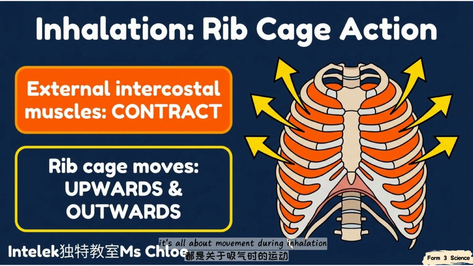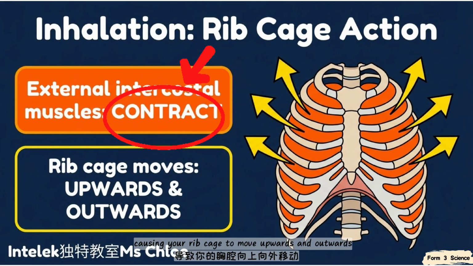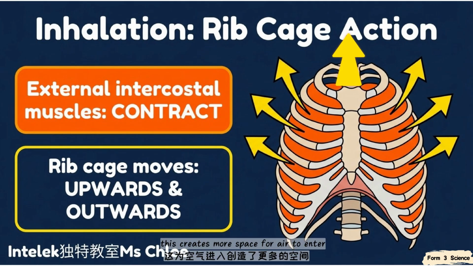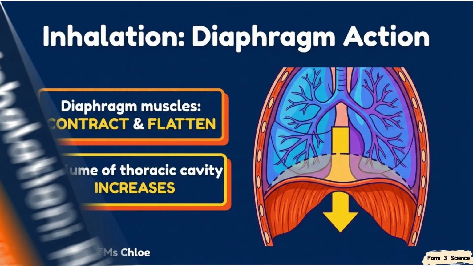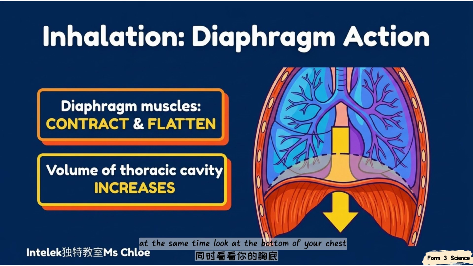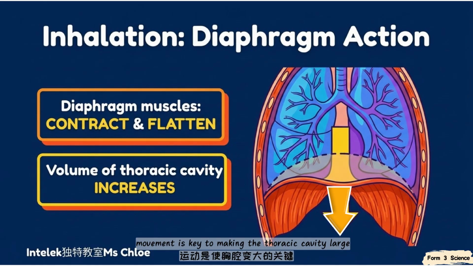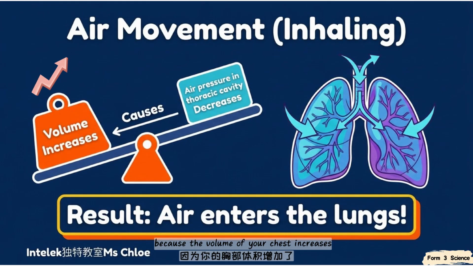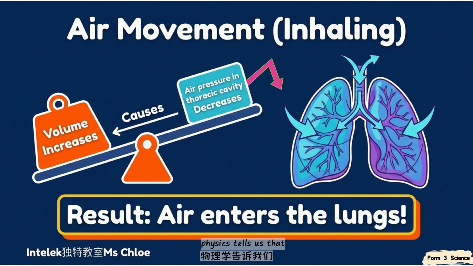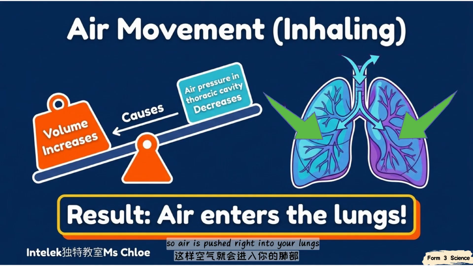It's all about movement. During inhalation, your external intercostal muscles contract, causing your rib cage to move upwards and outwards. This creates more space for air to enter. At the same time, look at the bottom of your chest. Your diaphragm contracts and flattens. This downward movement is key to making the thoracic cavity large. Because the volume of your chest increases, the air pressure inside decreases. Physics tells us that air moves from high pressure to low pressure, so air is pushed right into your lungs.